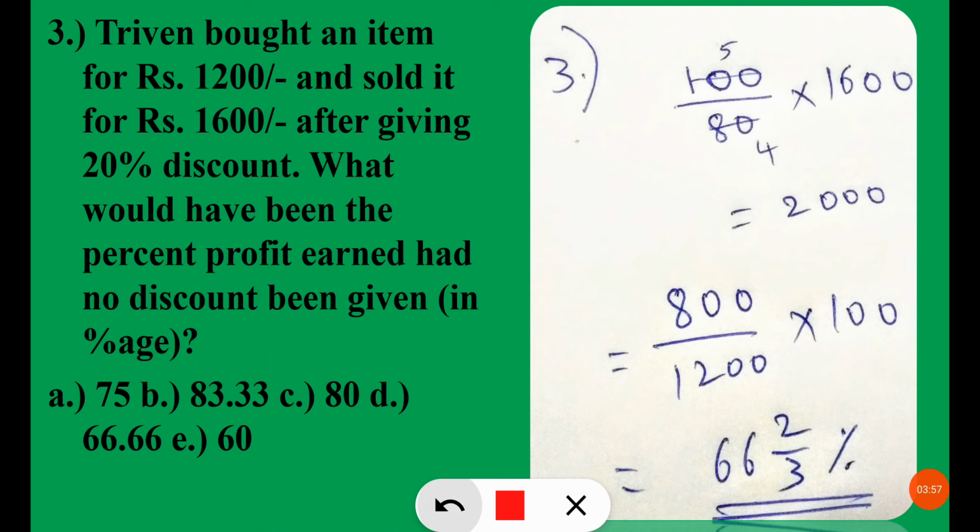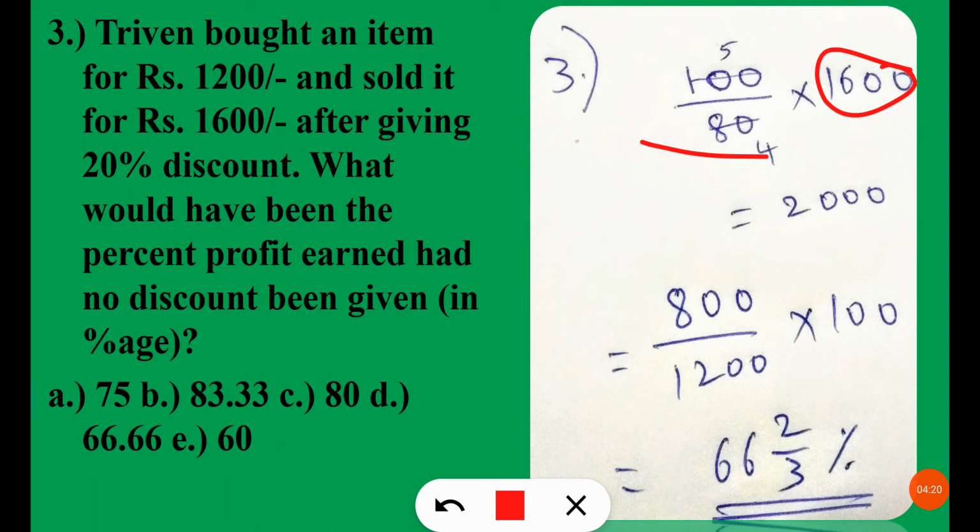Now the question is, we have to find out the profit percentage if no discount is given. Let's go through the solution. The 1600 rupees is the selling price after providing 20% discount. That means the 1600 rupees is equivalent to the 80% value. We need to find out the 100% value.